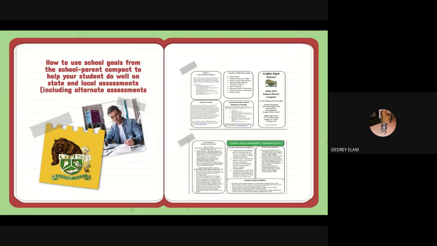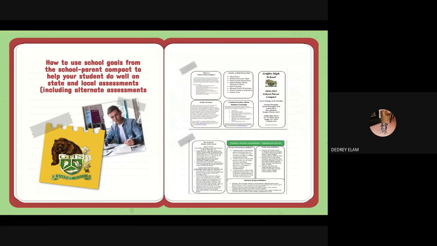Just to speak about our school parent compact and how we can use it, the school goals to help students do well on their local assessments and also on their alternative assessments. When we're utilizing our school parent compact, it also talks about the responsibilities that our teachers, our parents, and our students share. And in these responsibilities, it's all about helping our students to show mastery when it comes to the state standards. And so we talk about things that we can actually do and some things that parents can do at home as well as the students.